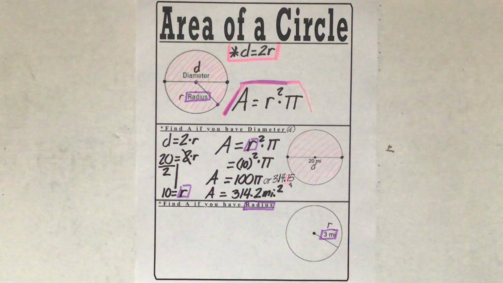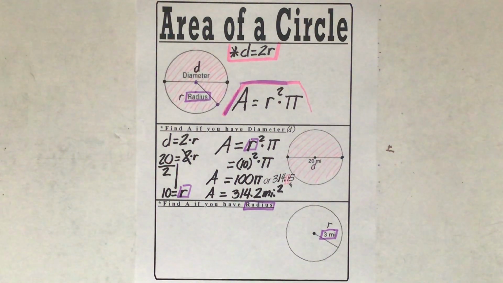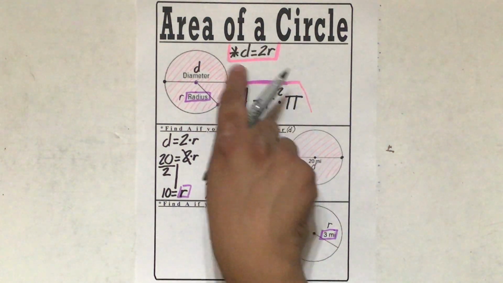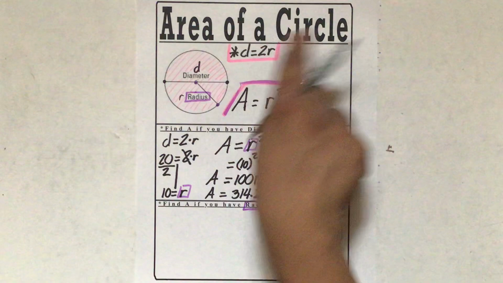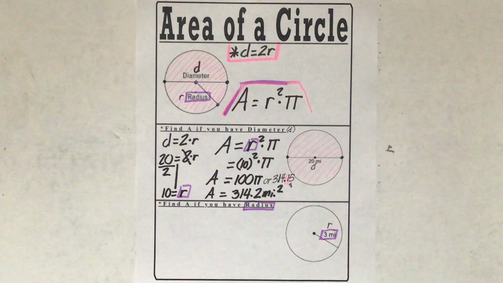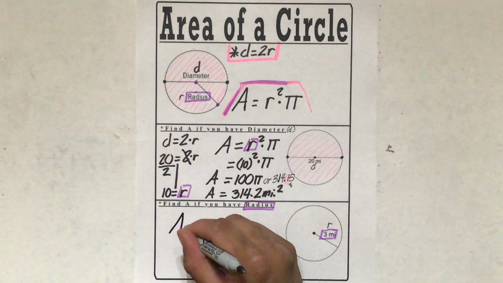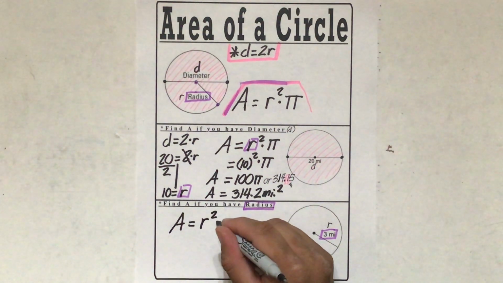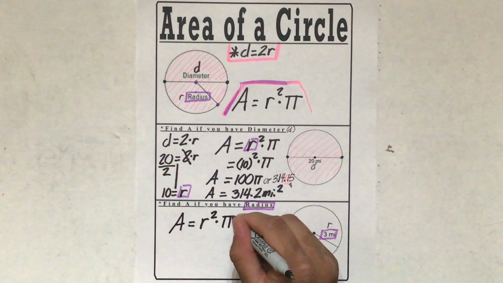So if you notice on this example, it doesn't talk anything about a diameter. There's no D. So there's no need to use this right here. So we're going to skip that. We're going to go straight into the area formula. So A is equal to R squared times pi.